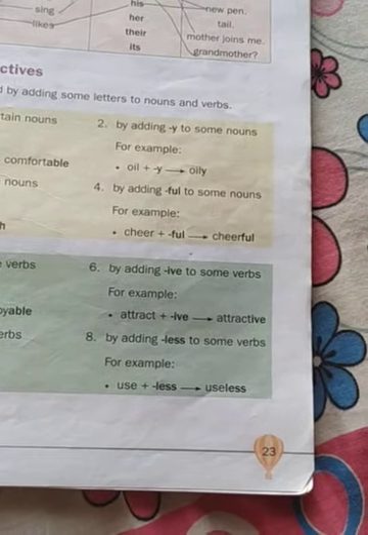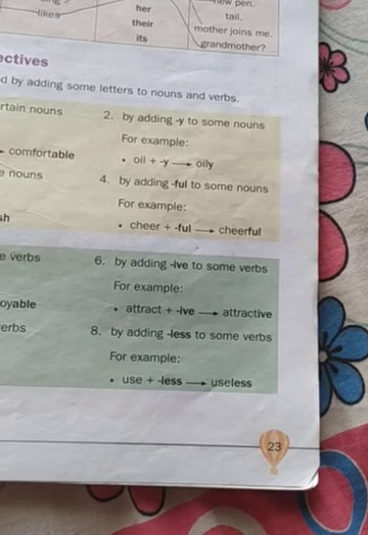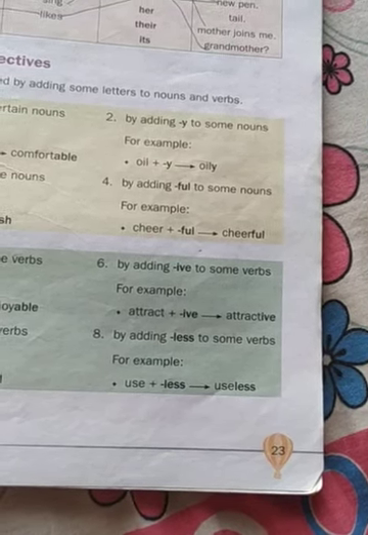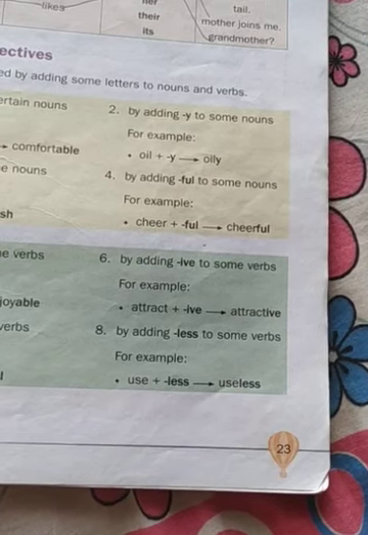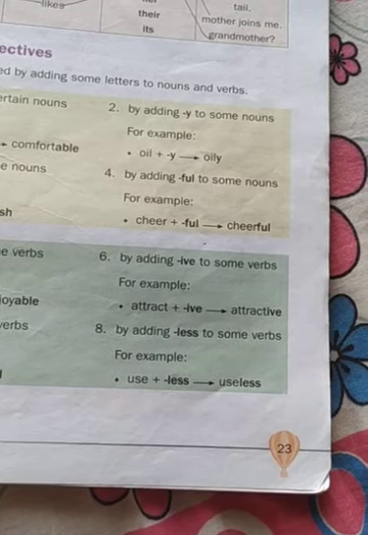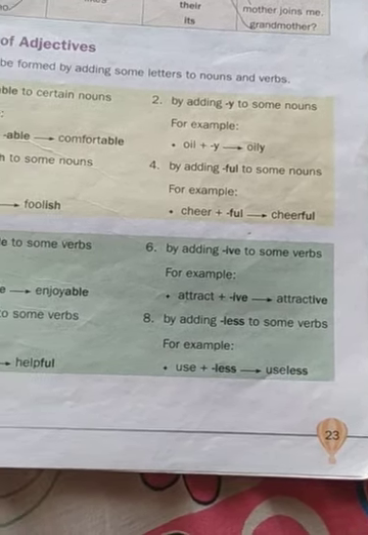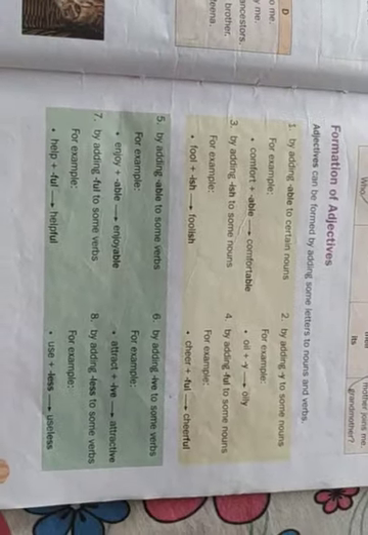Next, by adding less to some verbs. For example, use plus less is useless. So in this way, we can form adjectives. Take a look.